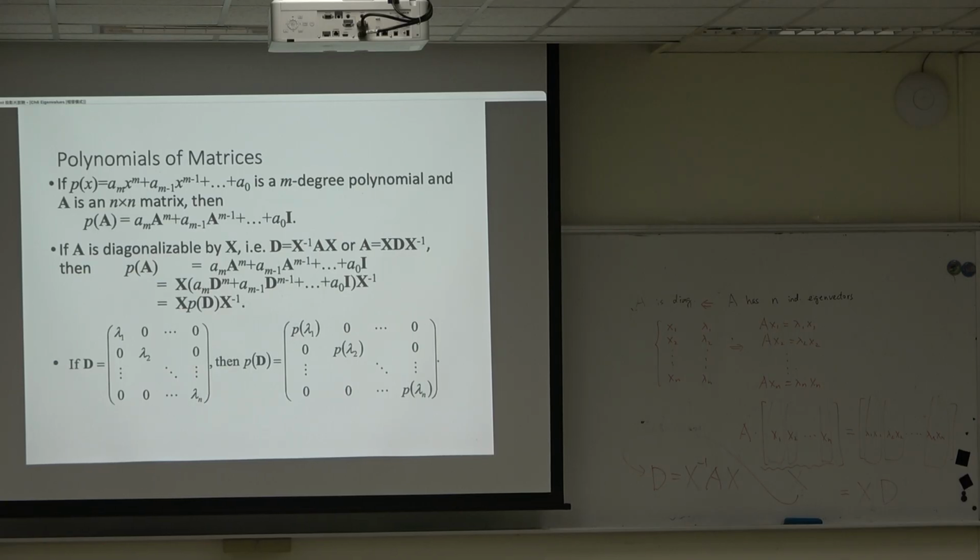The last thing in this section is kind of interesting, and there are so many applications and extensions for it: polynomials of matrices. If you have P of x equal to a_n x^n plus a_(n-1) x^(n-1) and so on, plus a_0, this is an n-degree polynomial, and A is an n by n matrix. We can compute P of A, which is a_n A to the power of n plus a_(n-1) A to the power of n-1 plus and so on, plus a_0 times the identity matrix.